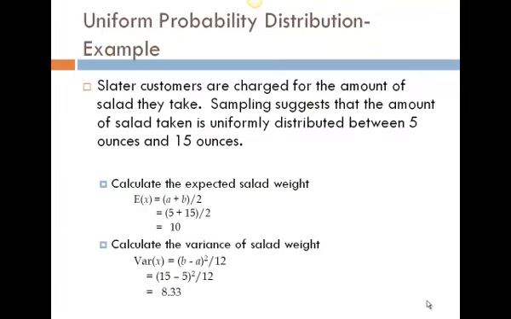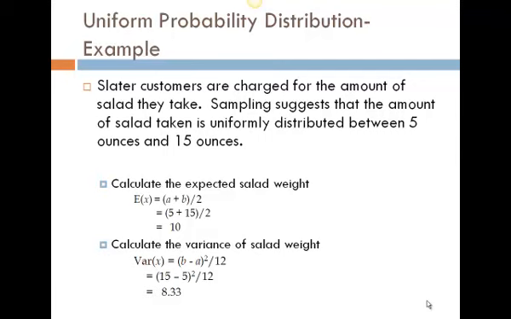So let's see our first example. Slater customers are charged for the amount of salad they take. Sampling suggests that the amount of salad taken is uniformly distributed between 5 and 15 ounces. So this tells us that a customer will have equal probability of selecting a salad with a weight anywhere between 5 and 15 ounces. Those probabilities will all be equal. So how do we determine the expected salad weight? We use our expected value formula.